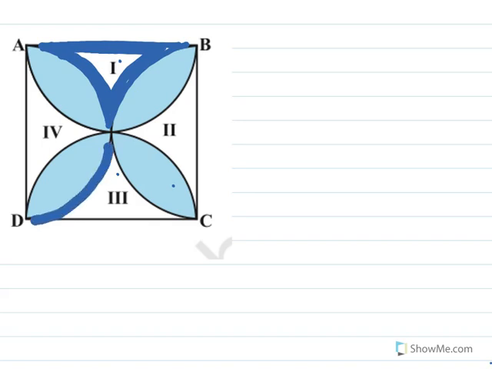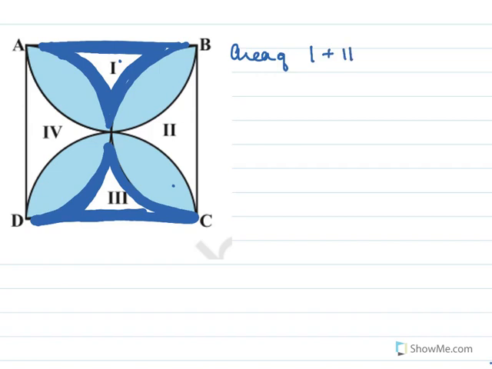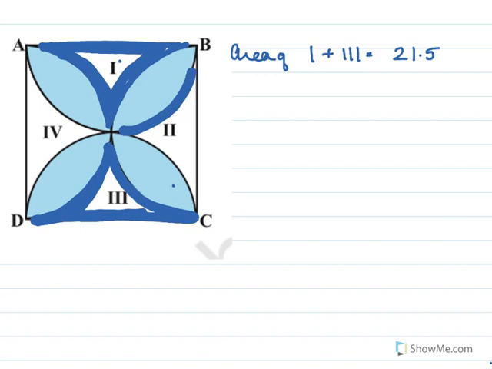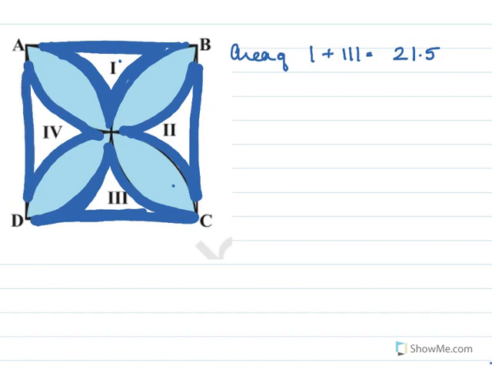So this is 1. And this 2. 1 plus 2, no, 1 plus 3 it is. So let me write this. Area of 1 plus 3 is 21.5. Back again here, this is 1 plus 3, not 1 plus 2, 21.5. Similarly, the area of 2 and 4 will also be the same. This area. So area of 2 plus 4 equal to 21.5.